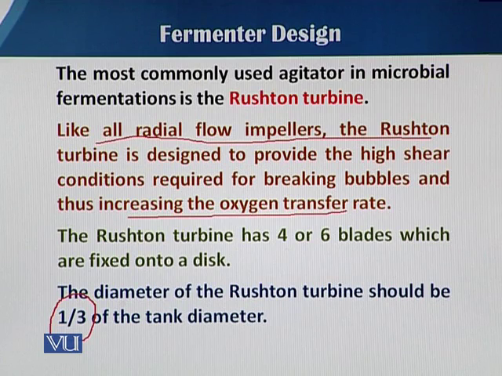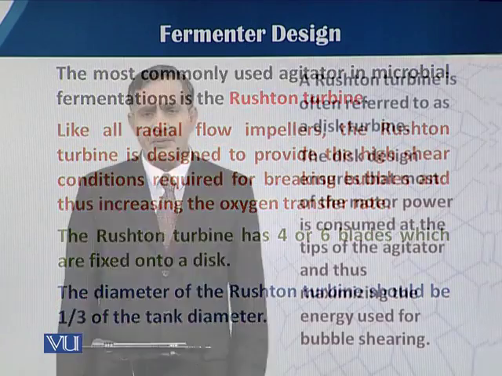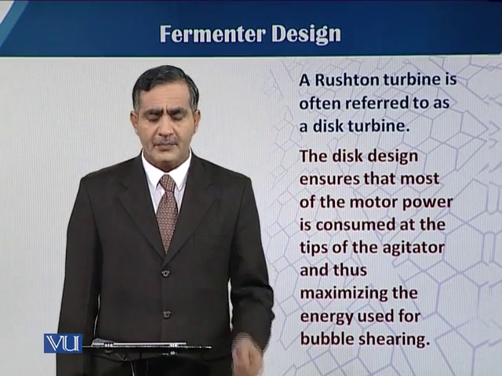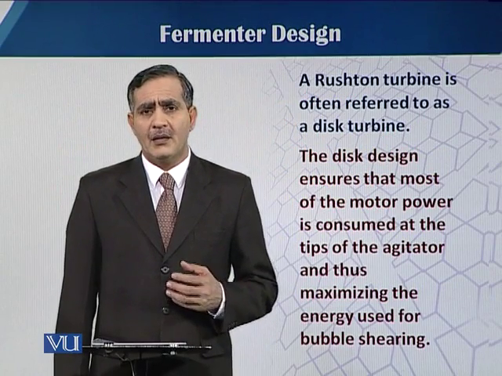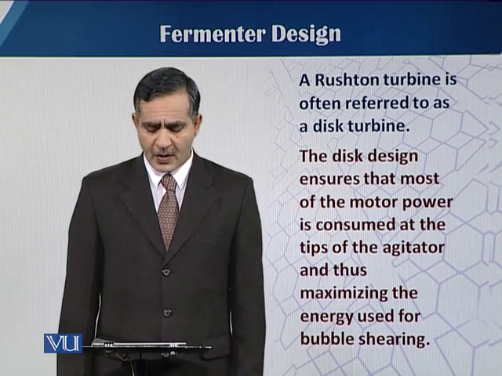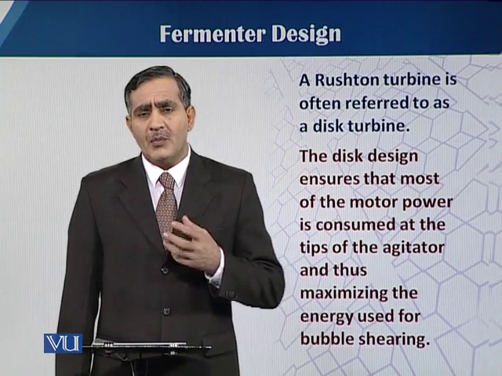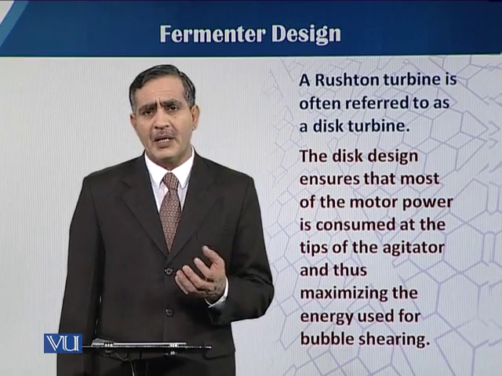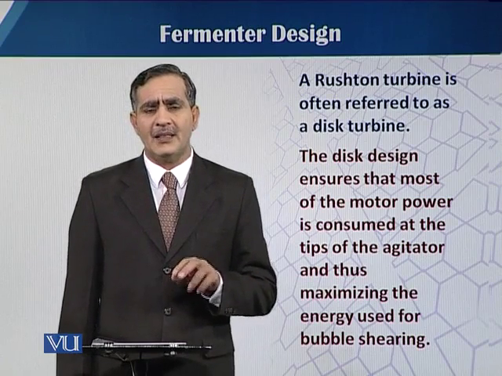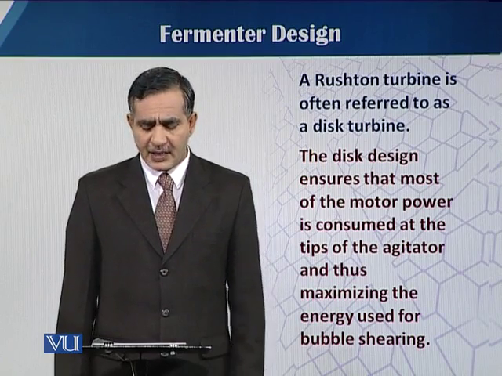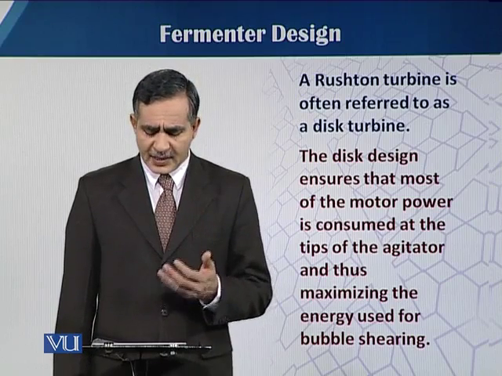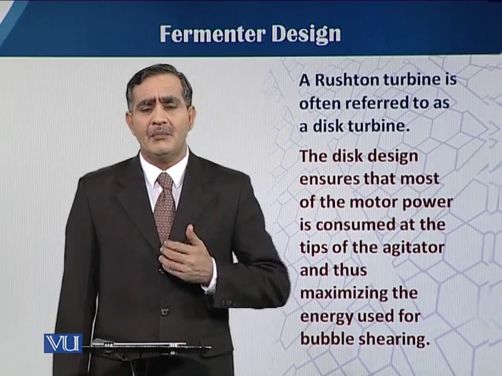So that is about the width of the impeller in the case of Rushton turbine impellers. A Rushton turbine is often referred to as a disc turbine too. The disc design ensures that the impellers need more power. The motor which is fixed to the shaft that rotates the impellers needs more power, because most of the power is utilized at the tip of the agitator in radial flow impellers. That's why the energy use is maximized for bubble shearing.